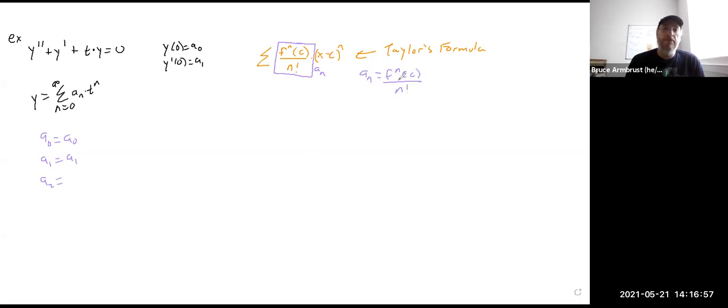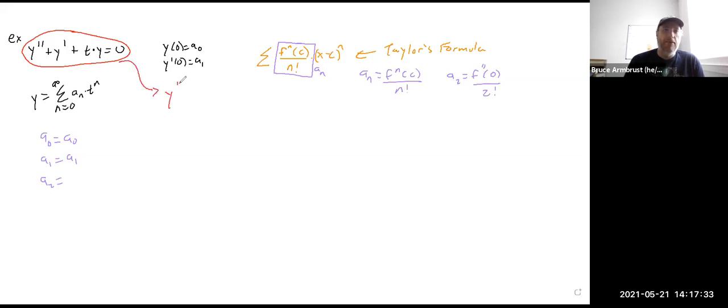Now, if we think about using this formula, this says that A2 is equal to the second derivative, I'm just going to go ahead and plug in zero because that's our center, divided by two factorial. So if I can just figure out what the second derivative is at zero, I can plug that in here and get my A2. Well, that's where this is going to come into play.